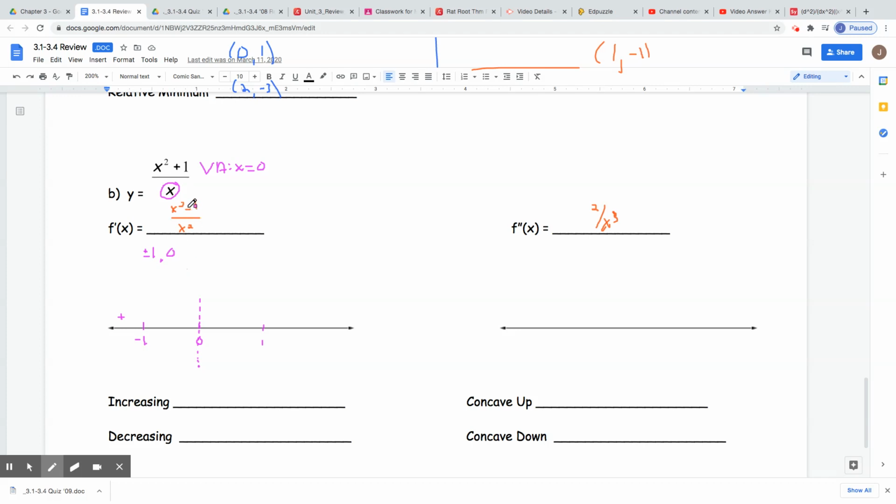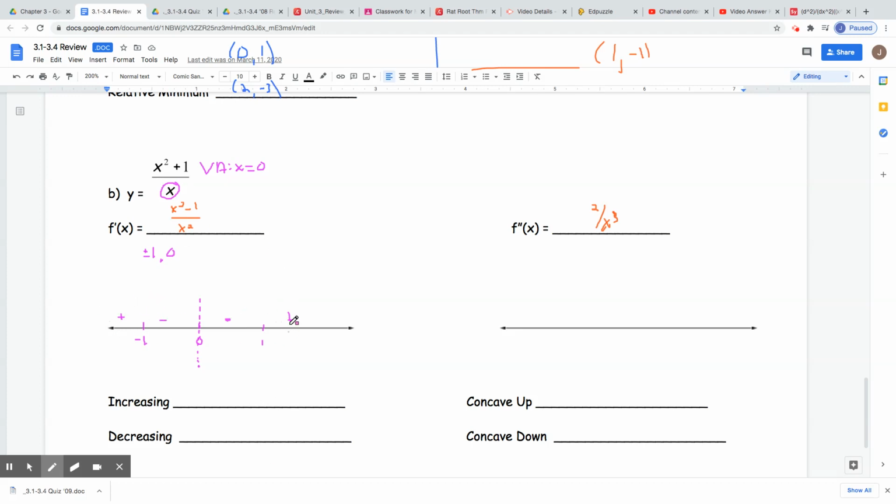When I plug in negative 1/2, negative 1/2 squared is 1/4, 1/4 minus 1 is negative, and a negative over positive is negative. The same thing happens when I plug in positive 1/2. You get a negative, and then this last one would be a positive. So it's positive, negative, negative, positive.